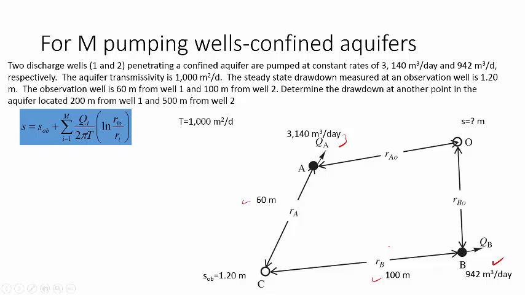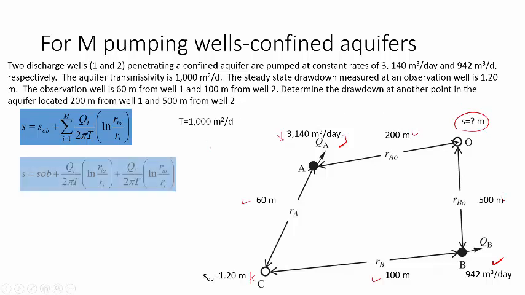You need to determine the drawdown of another point in the aquifer that's located 200 meters from well 1 and 500 meters from well 2. So as you can see in this case, it's extremely important that you have a drawing and a sketch to make sure you understand what's going on. So we have the drawdown at an observation well, and we know information about well 1 and 2, or A and B, and this is the drawdown that we want to predict. So of course this is the expression.